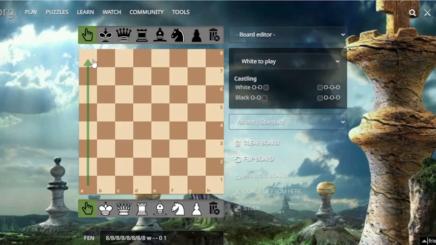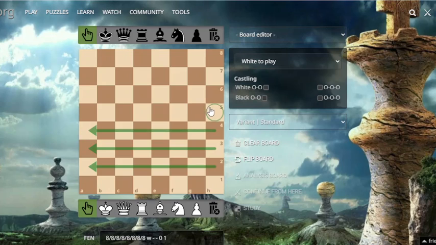And these vertical files are called files. And then there's these ranks, which is number from 1, 2, 3, 4, 5, 6, 7, 8. So that means that this is the first rank, this is the second rank, third rank, fourth rank, fifth rank, sixth rank, seventh rank, and eighth rank.